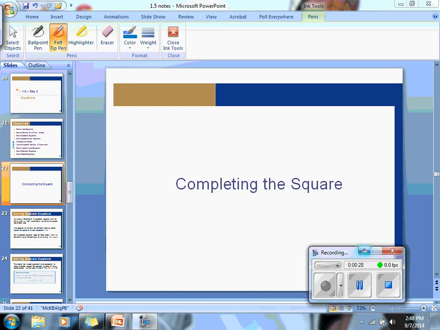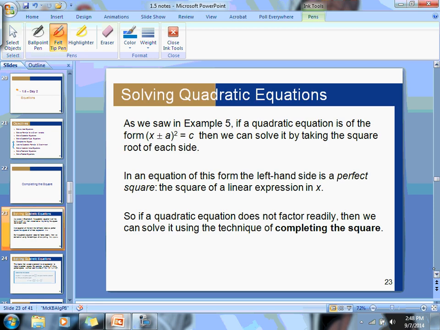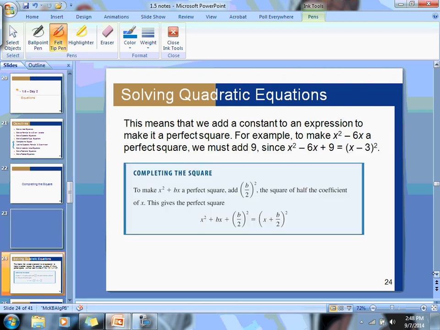Now remember that completing the square is actually a way that we can take a non-factorable quadratic and make it factorable. So like it says here, if the equation is not factorable already, then we can solve it using a technique of completing the square. So we're going to take a trinomial and make it into a perfect square trinomial.